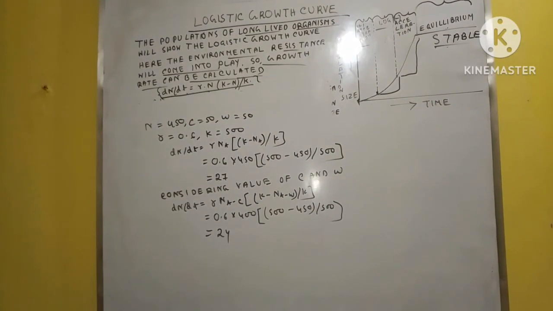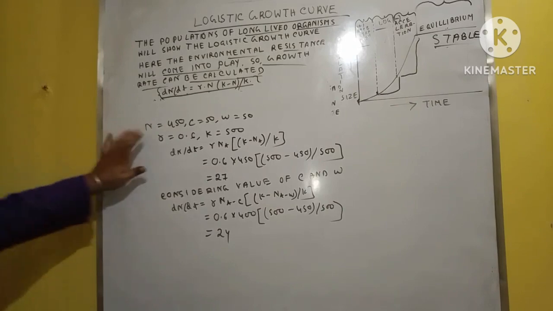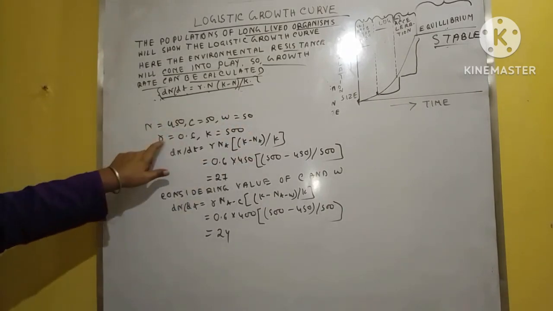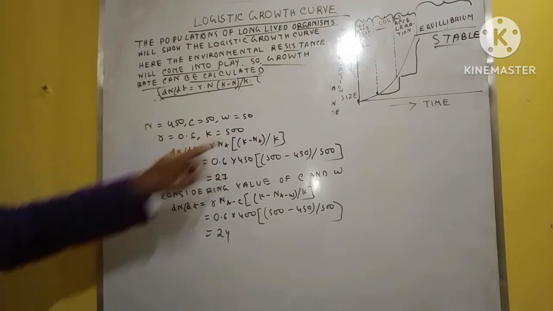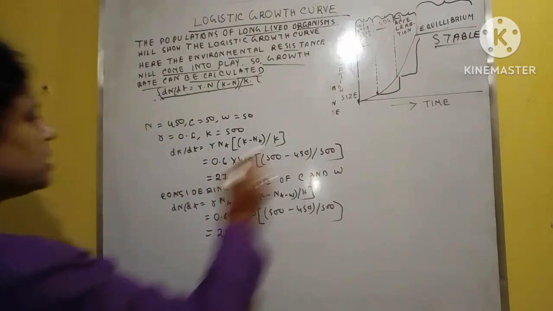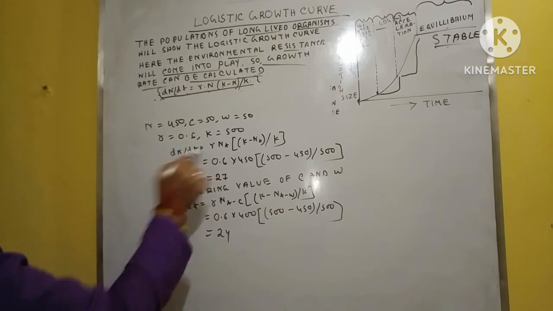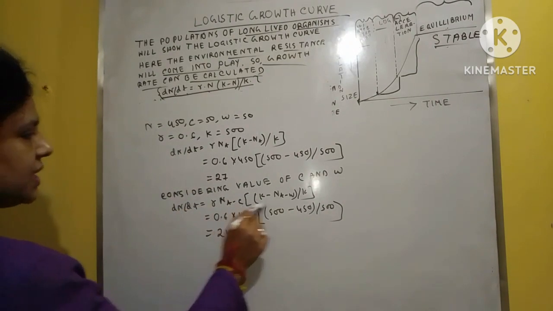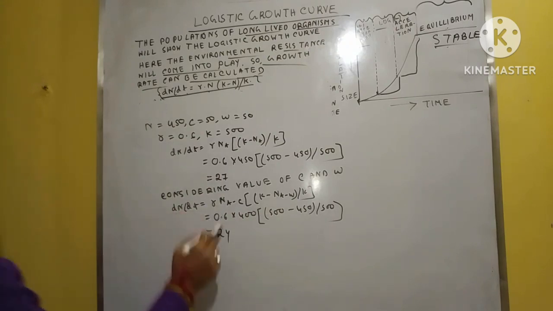You can see the two examples where N equals 450, C equals 50, W equals 50, and r equals 0.6, K equals 500. In the first equation, the answer is 27, that is the growth rate. In the second equation, when we put the values in, dN/dt equals 24.